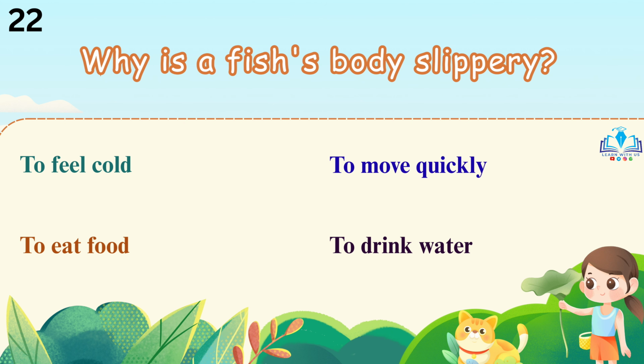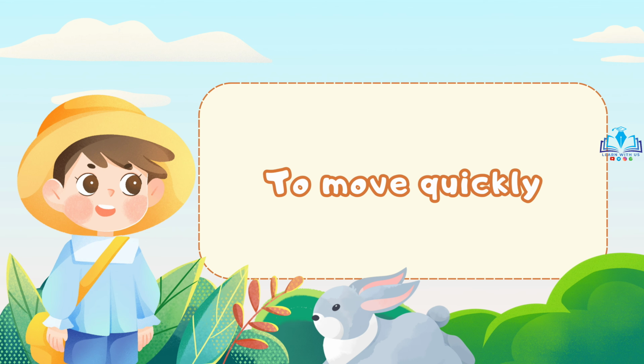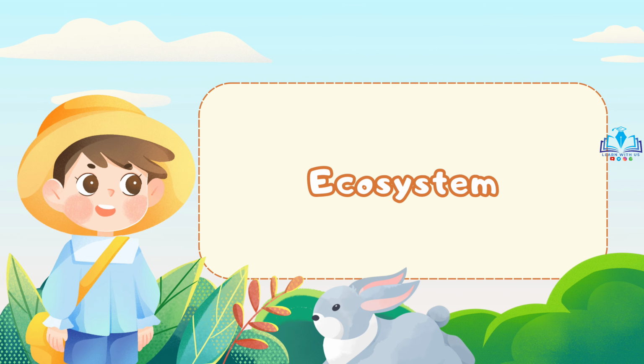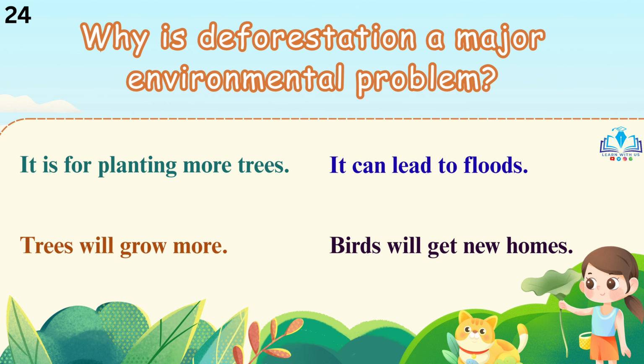C. To eat food, D. To drink water. Answer B. To move quickly. Question 23. A region that consists of living and non-living things is an A. Habitat, B. Ecosystem, C. Nature, D. Surroundings. Answer B. Ecosystem.